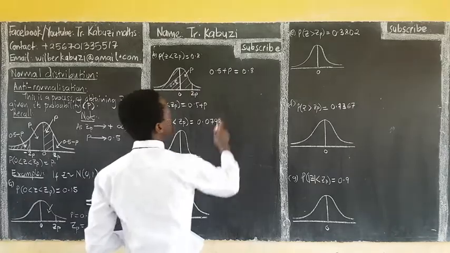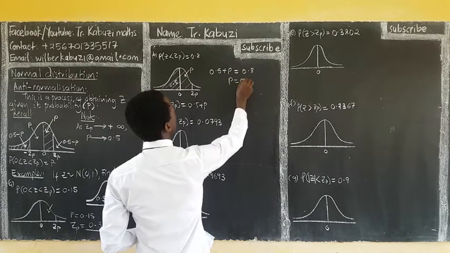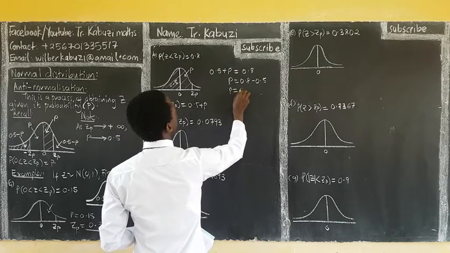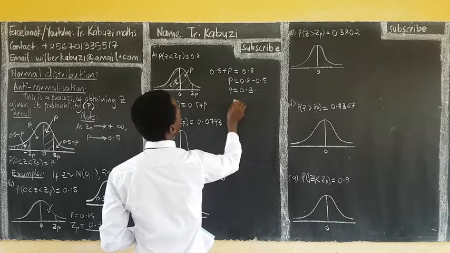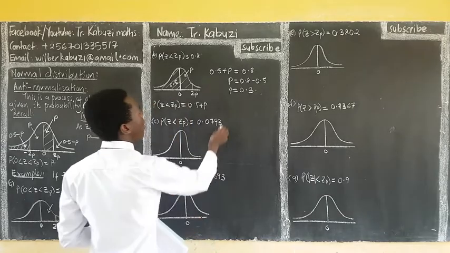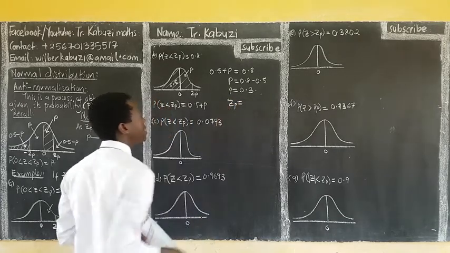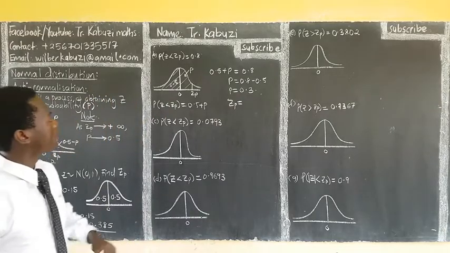So if I make it a subject, my P here will be 0.8 minus 0.5. And so my P is going to be 0.3. If my P is 0.3, now I need this Z value of P. I'm looking for this. Now, how do we read it?